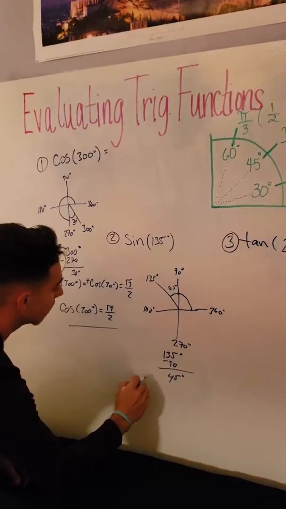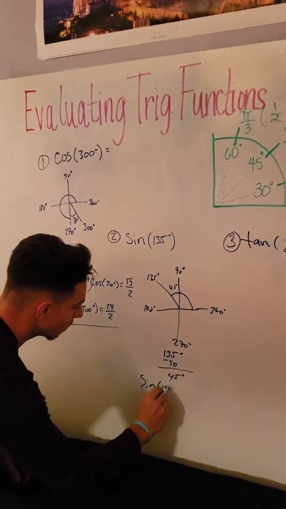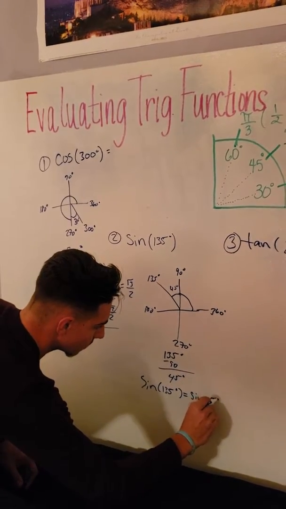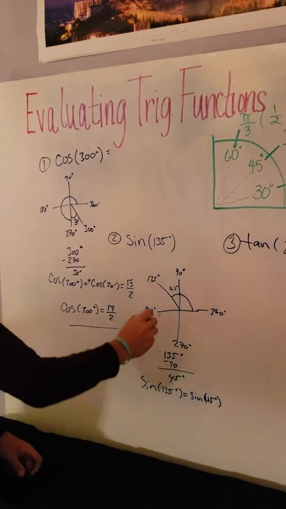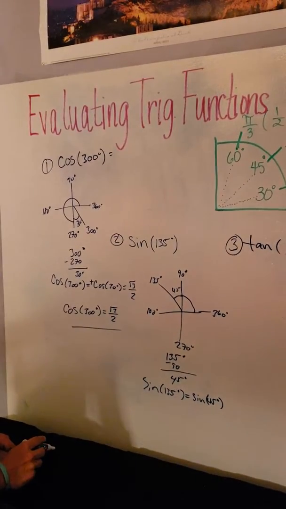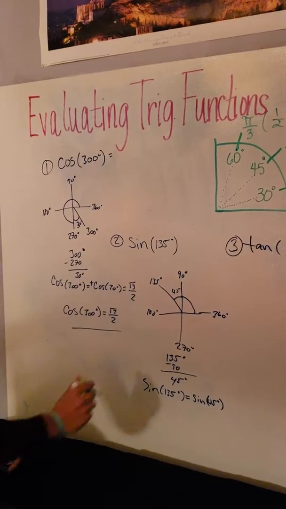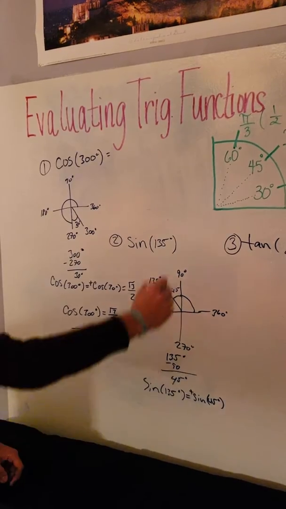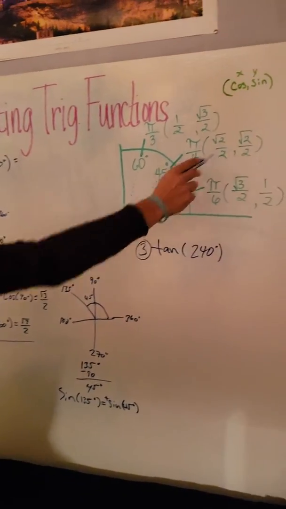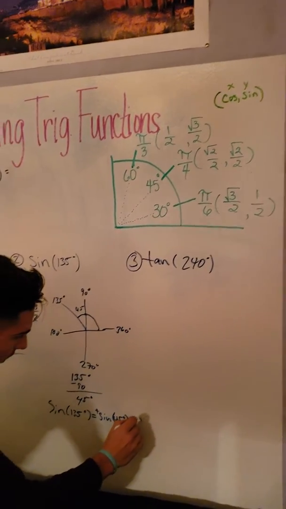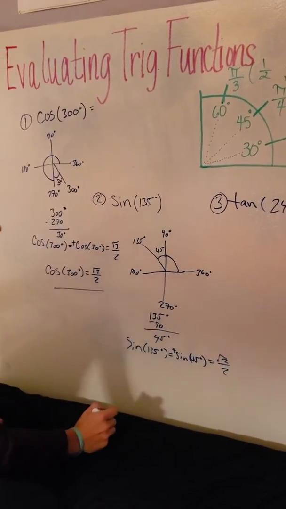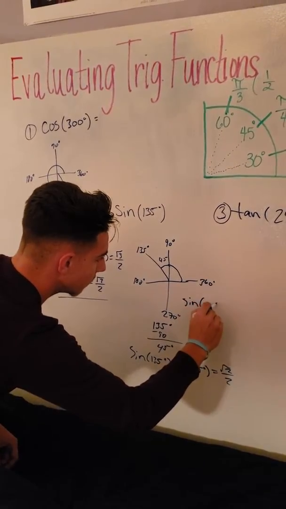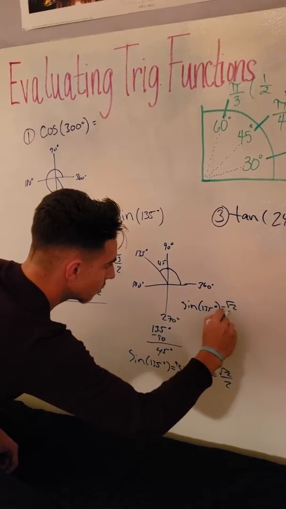So then we know that the sine of 135 degrees equals the sine of 45 degrees. And then for this, we know that the y value, which is sine, is positive in the second quadrant. So this is going to be positive. Then we go back up here. The sine of 45 degrees is square root 2 over 2. So then we know that the sine of 135 degrees equals square root 2 over 2.